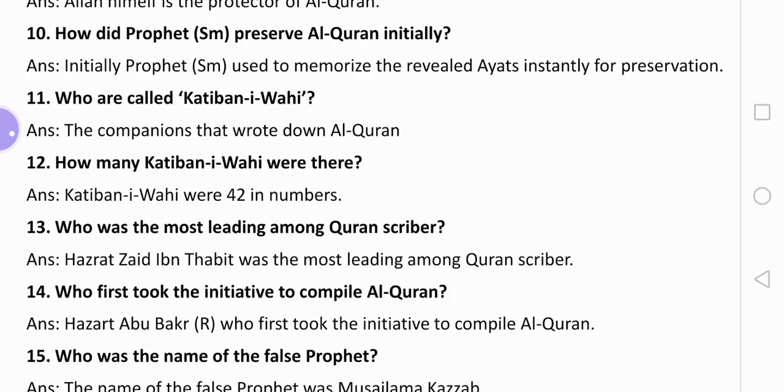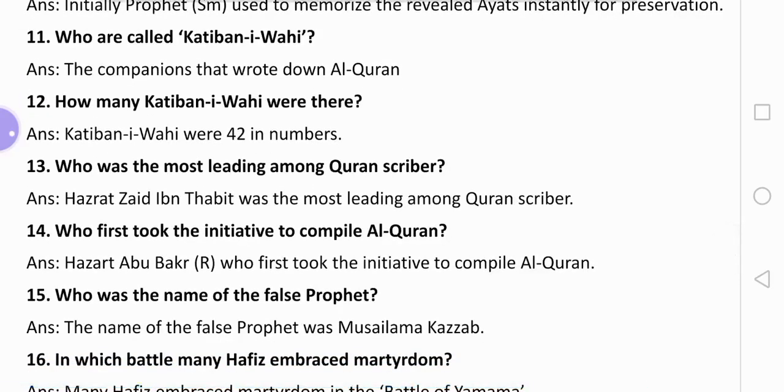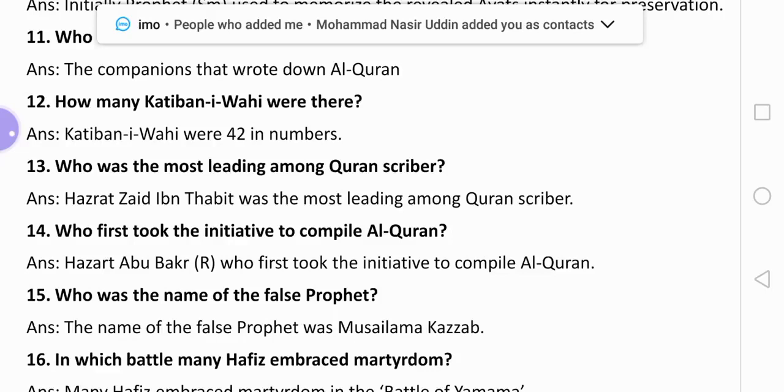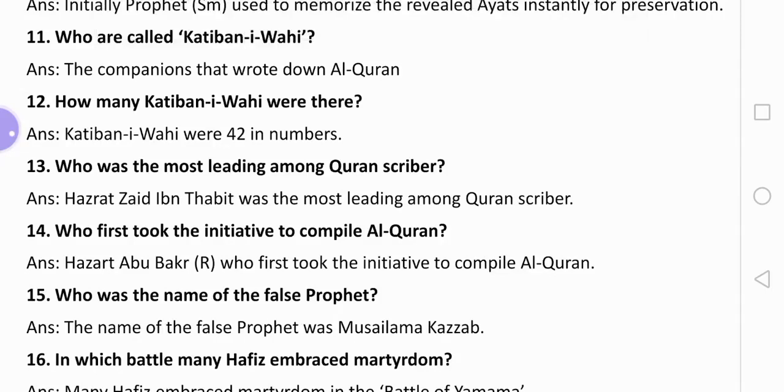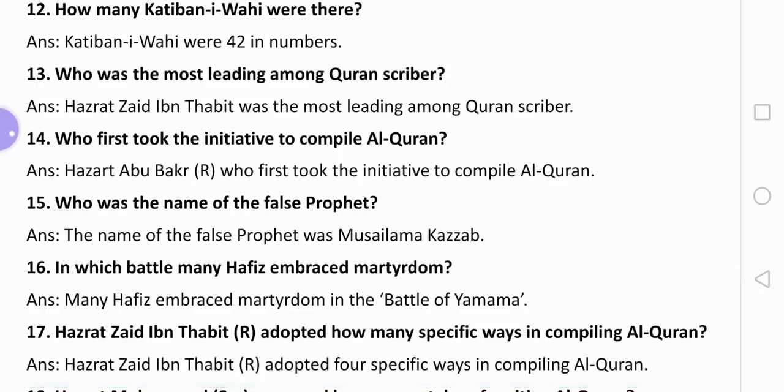Our next question: who was the most leading among the Quran scribes? Hazrat Zaid bin Sabit radiyallahu ta'ala was the most leading among the Quran scribes, and he was the chief Wahi writer or chief scribe. Who first took the initiative to compile Al-Quran? Hazrat Abu Bakr radiyallahu ta'ala first took the initiative to compile Al-Quran after the battle of Yamama.